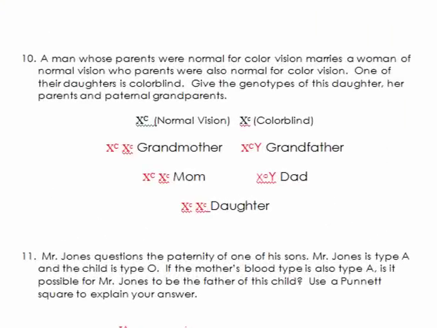All right, number 10. A man whose parents were normal for color vision marries a woman of normal vision whose parents were also normal for color vision. One of their daughters is colorblind. In this case, the mother must be heterozygous for the trait and the dad must have the trait. The mom is heterozygous for color vision and the dad is colorblind. That is the only way to produce a daughter that is colorblind. This daughter inherited a recessive gene from each parent.